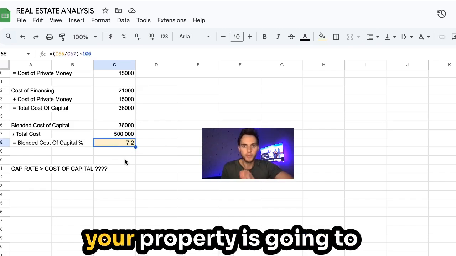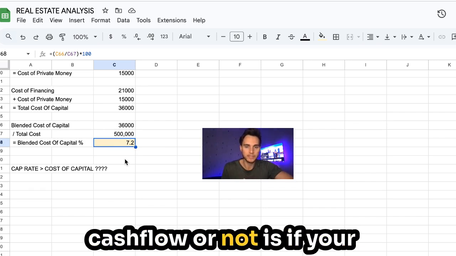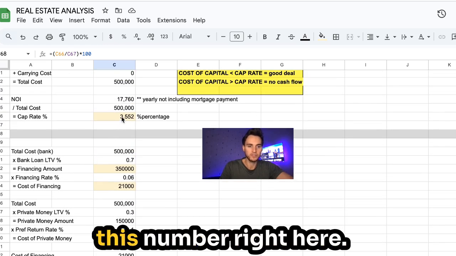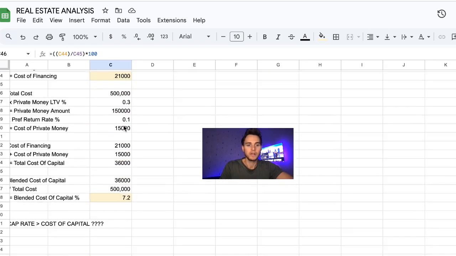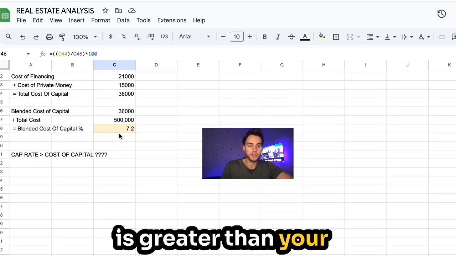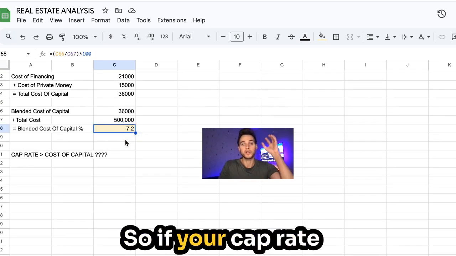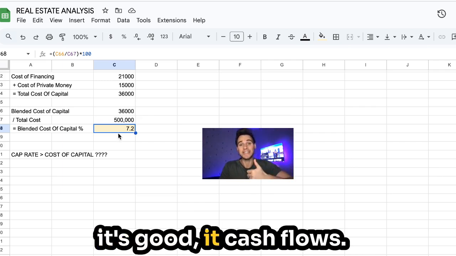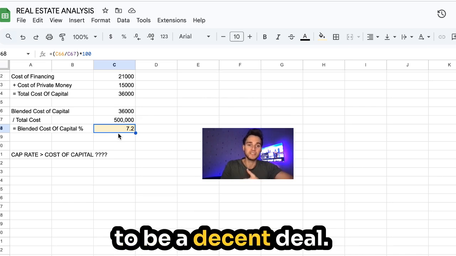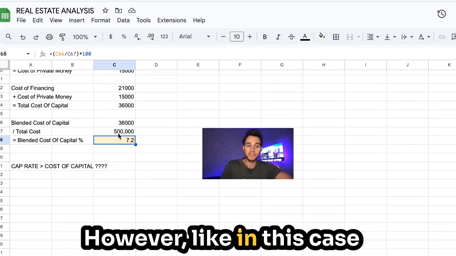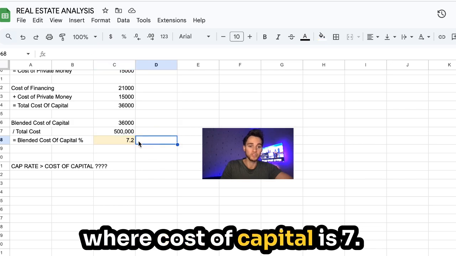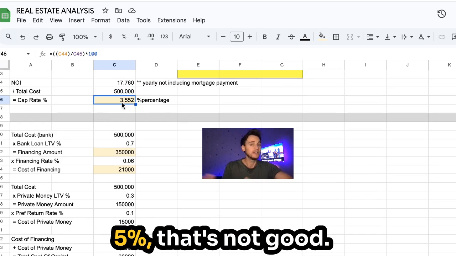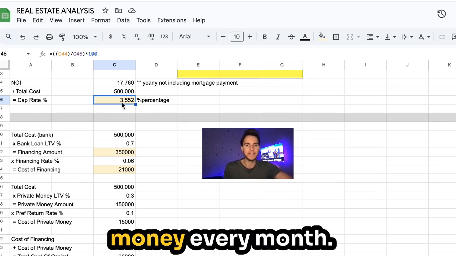The way you know if your property is going to cash flow or not is if your cap rate, so this number right here, is greater than your cost of capital. So if your cap rate number is bigger than your cost of capital, it's good, it cash flows. That means that's going to be a decent deal. However, like in this case where cost of capital is 7.2% and your cap rate's only 3.5%, that's not good. That means you're going to lose money every month.